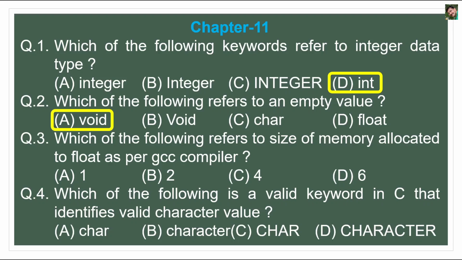Which of the following refers to the size of memory allocated to float as per the GCC compiler?